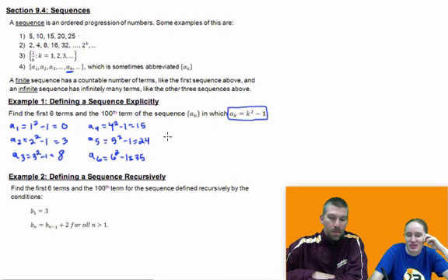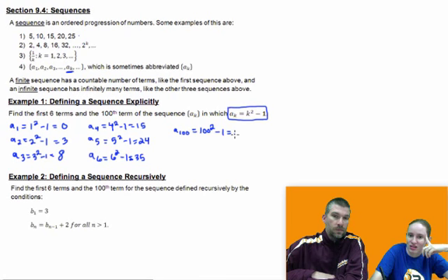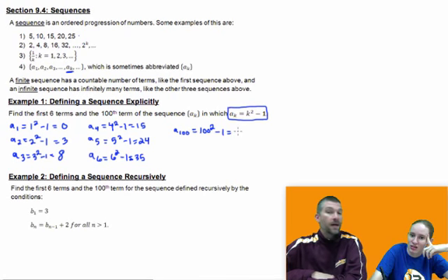But that would be really difficult for us to write out all the way to the 100th term. So who wants to do that? It's really nice that they gave us this formula. So we put in a of 100, so that's 100 squared minus 1, which is 10,000 minus 1.